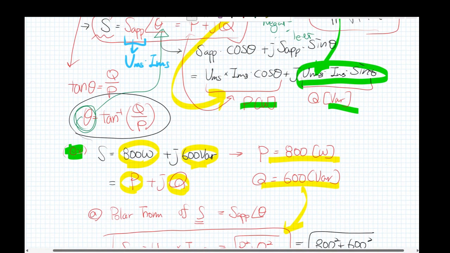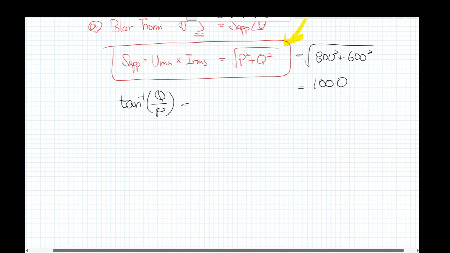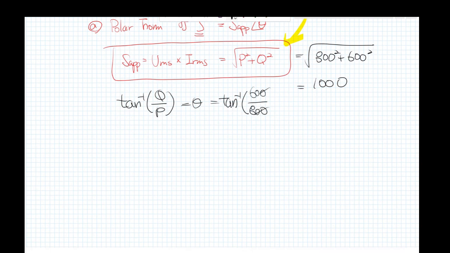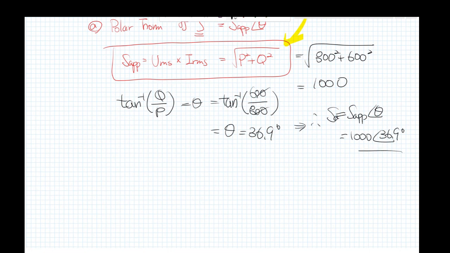So that was theta. The tangent inverse of Q over P, 600 divided by 800 here, so that was theta of 36.9 degrees. So S, the apparent power, in polar form is 1000 at 36.9 degrees here. Okay. Any question?